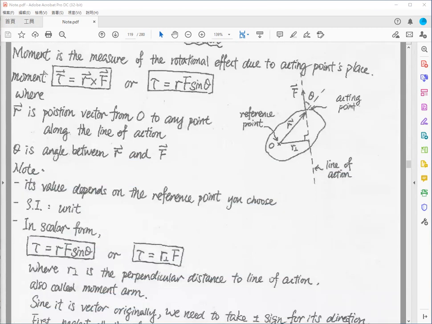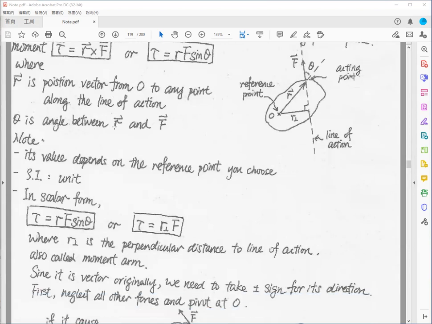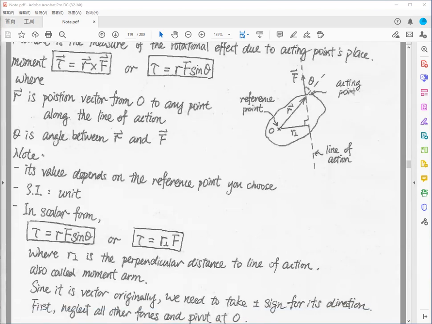The moment is the measure of the rotation effect due to the position of the point of application. So let's see how we define the moment. We look at this formula in this book. Because I haven't taught you the cross product yet, just look at the scalar form. The moment equals RF sine theta.